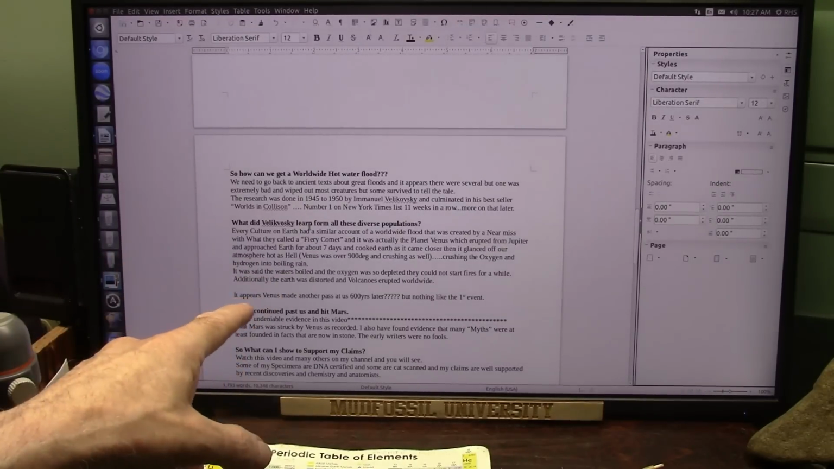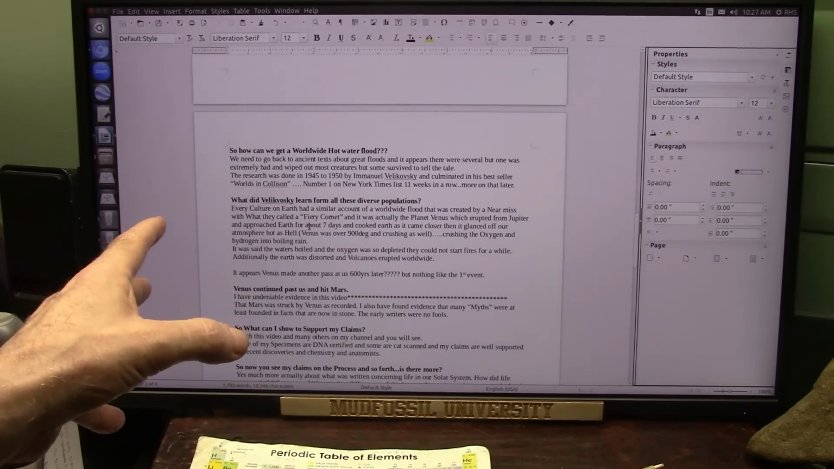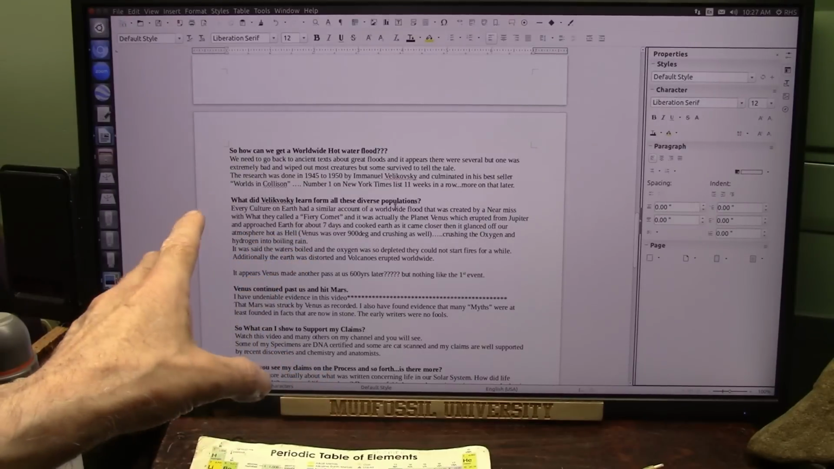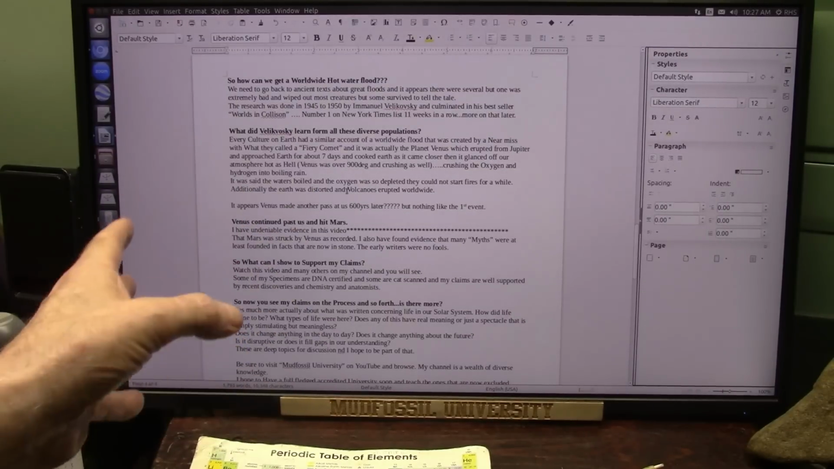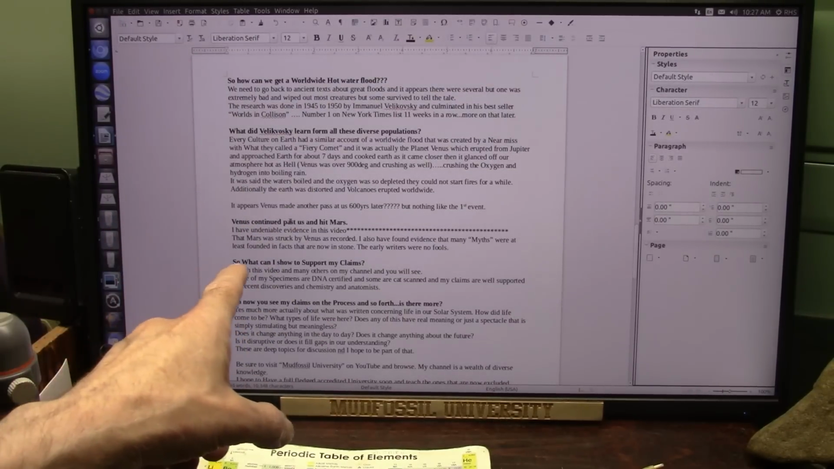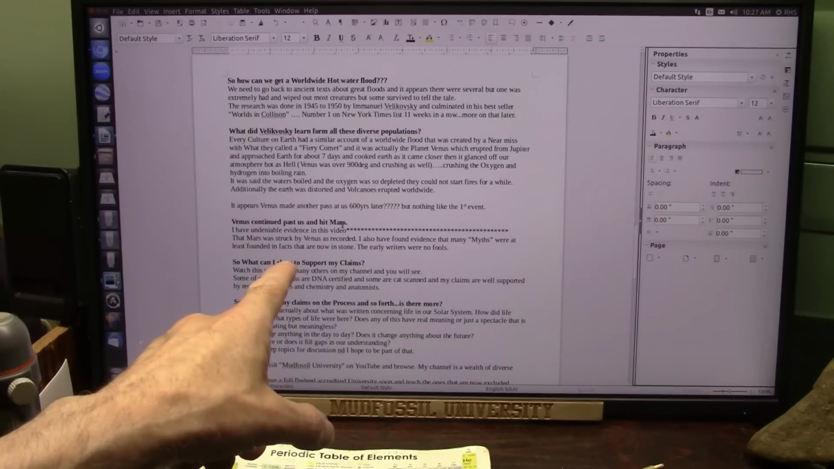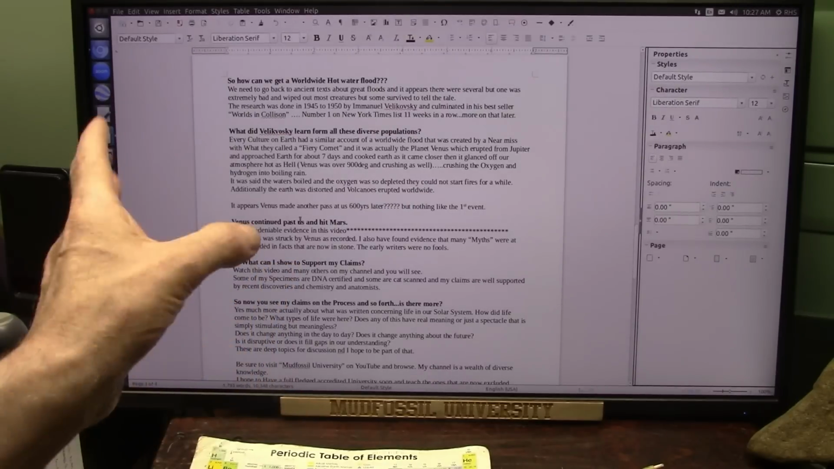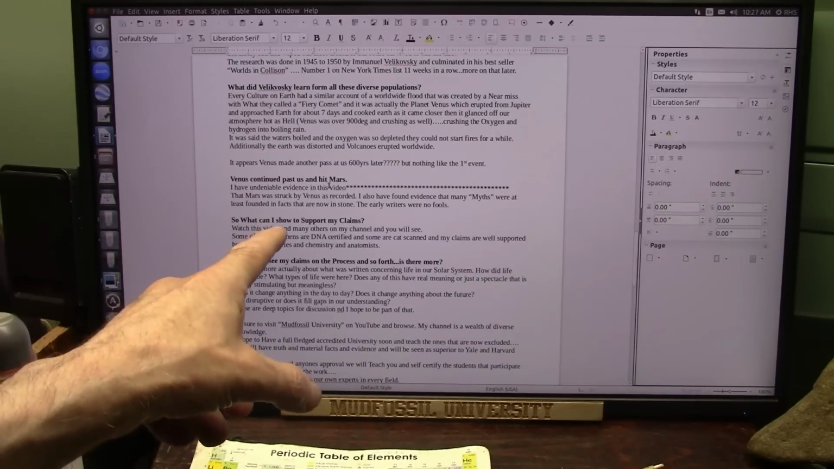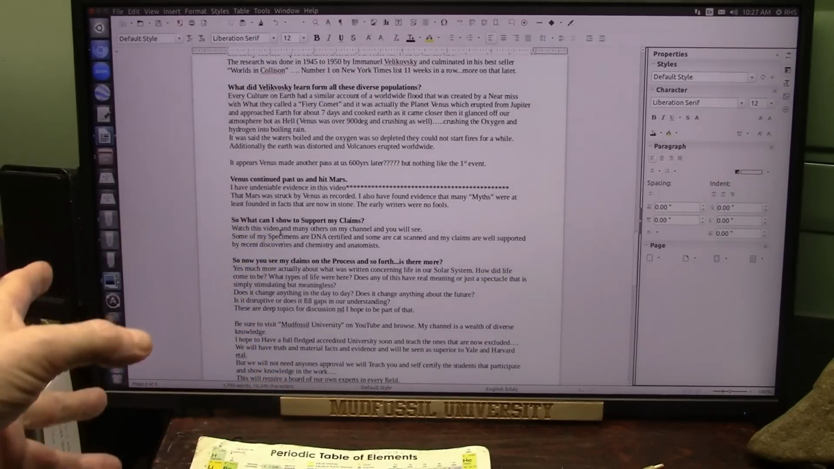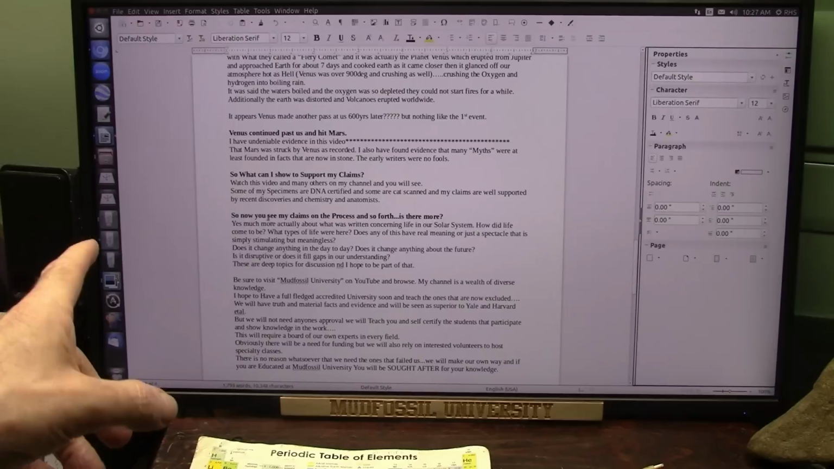What did Velikovsky say about all this? From all the different diverse populations around the world, they had the same story. Venus continued past us and hit Mars. We almost got hit by Venus. That's what caused our hot water flood. And then Venus did hit Mars. This was all recorded. Every single one had the same story.